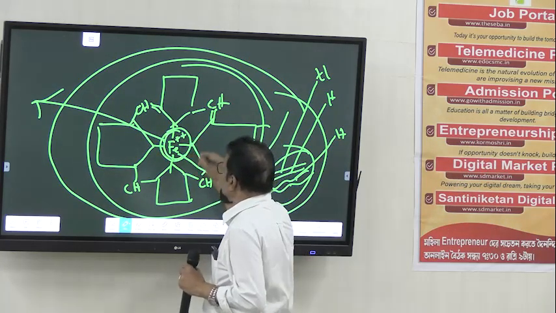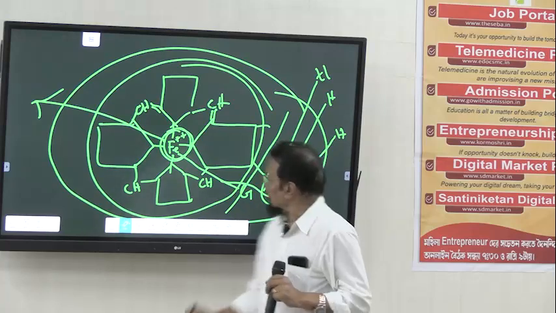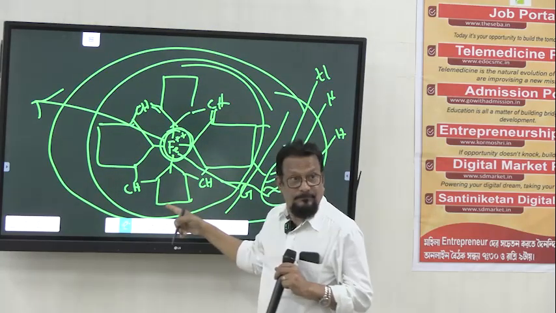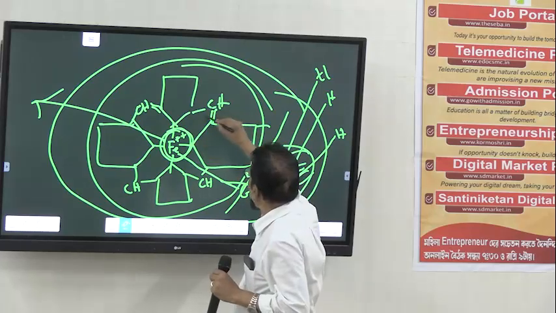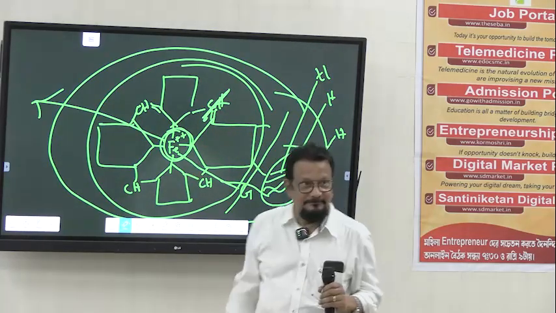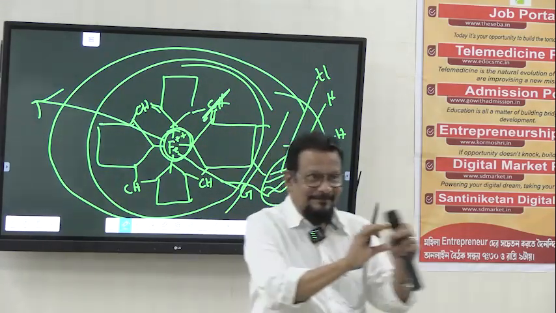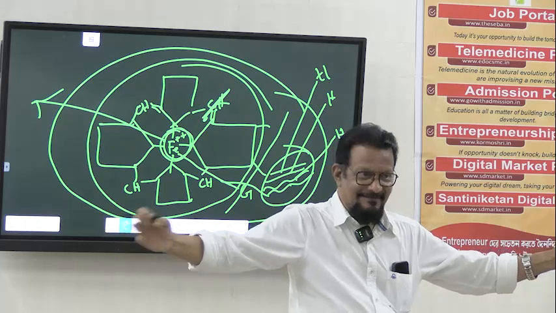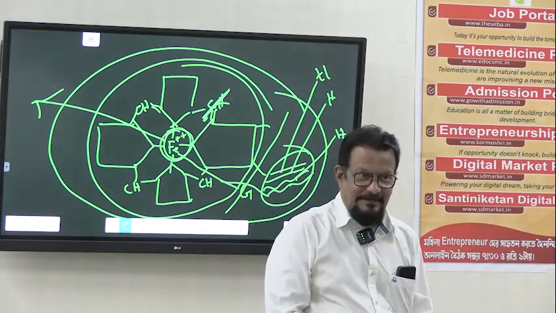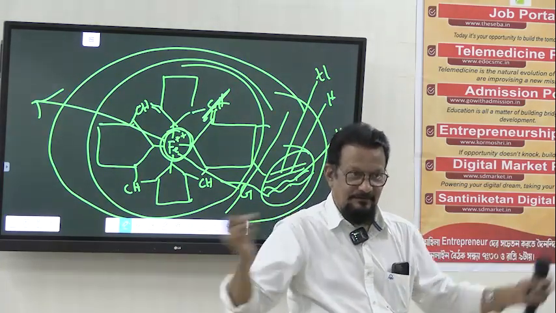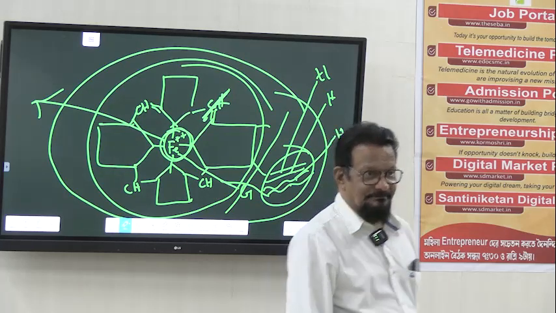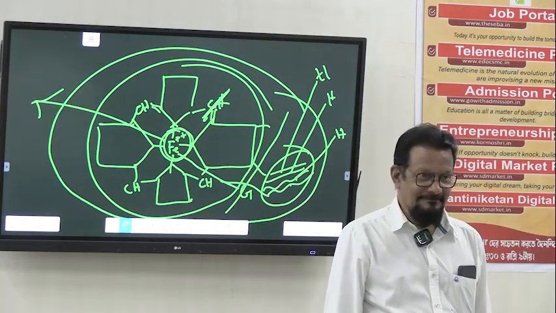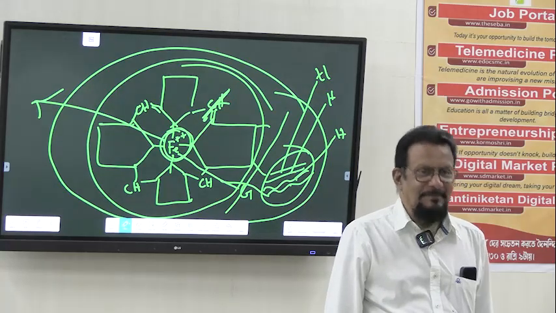So, after losing this iron, these 4 pyridines left, now it will split one bond. Now what will happen? It will become straight. Now we call it biliverdin.